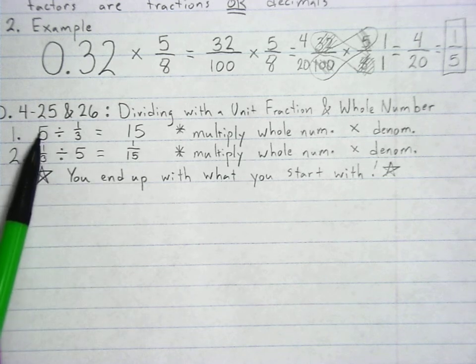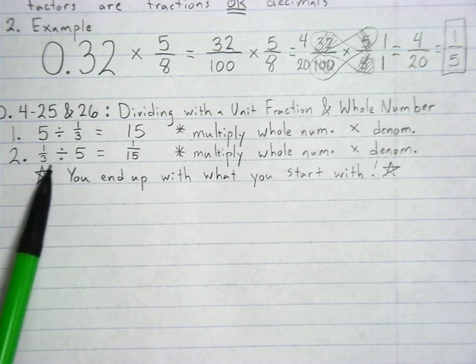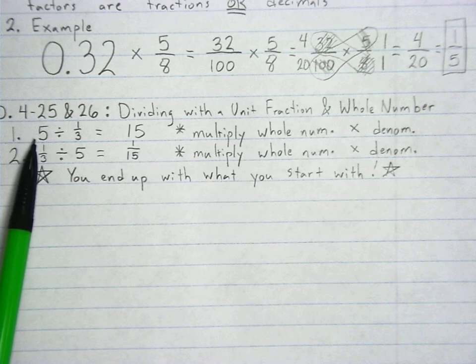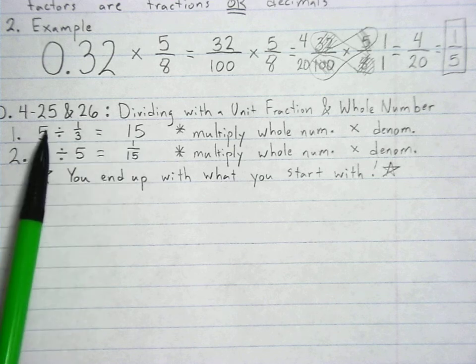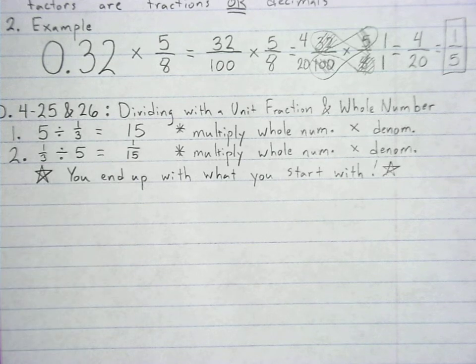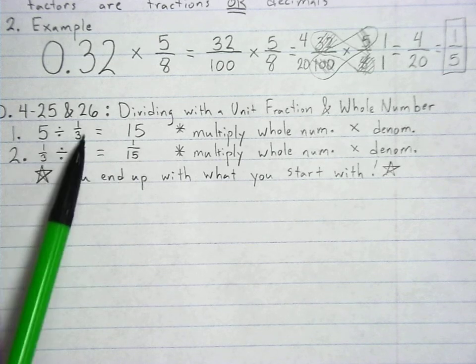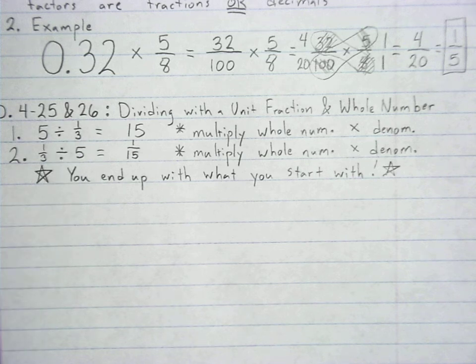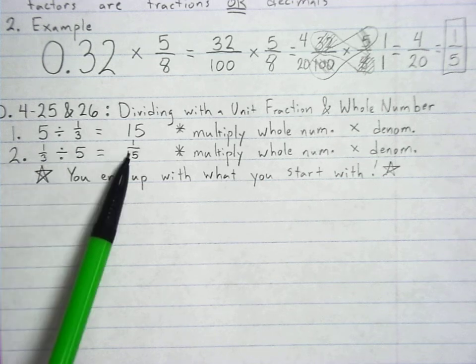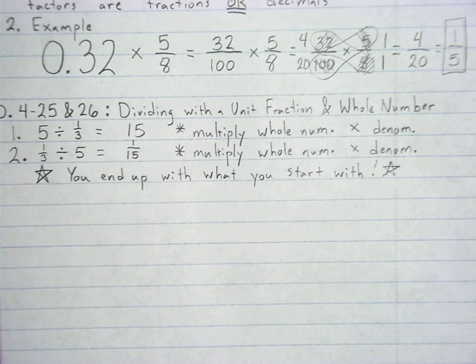You're doing the same thing, whole number times denominator, whole number times denominator. But if you started with a whole number, if the whole number was your dividend, if the whole number is in the front, then your answer is going to be a whole number. Because you're taking something big and breaking it up into teeny tiny pieces. But if you start with something teeny tiny and break it into big pieces, 1/3, a fraction divided by 5, this is less than 1, you're going to end up with a fraction over here too.